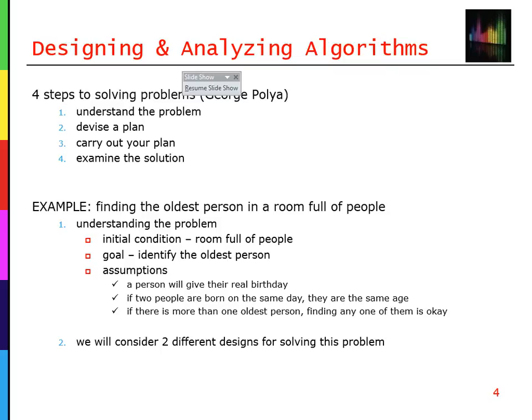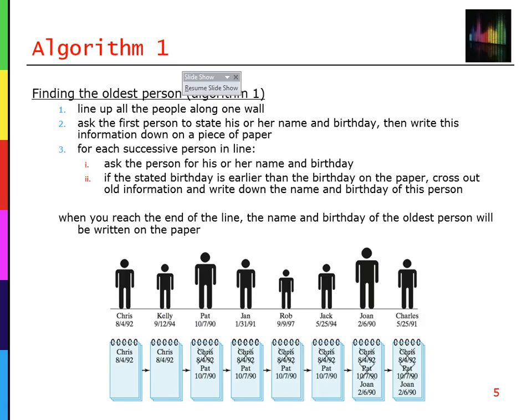We're going to have to make certain assumptions, like the person actually gives their birthday. What happens if 2 people are born the same day? Maybe in that case you take what hour and time they were born. Or maybe if there is more than one oldest person, then finding any of them is okay. So here are 2 different designs for this program.